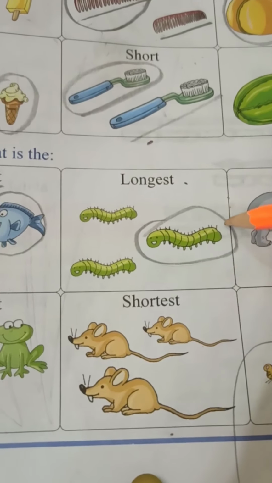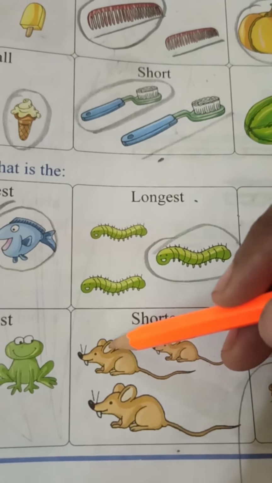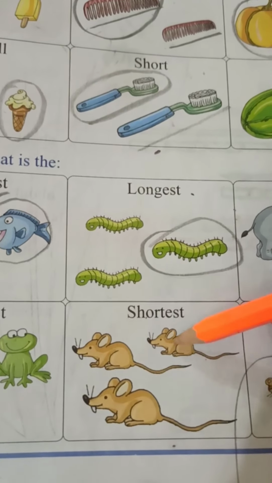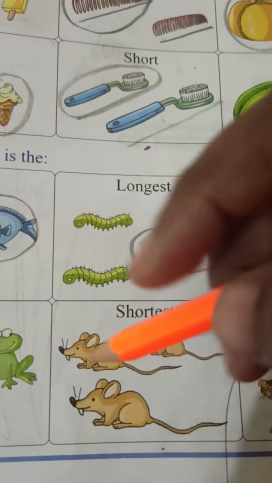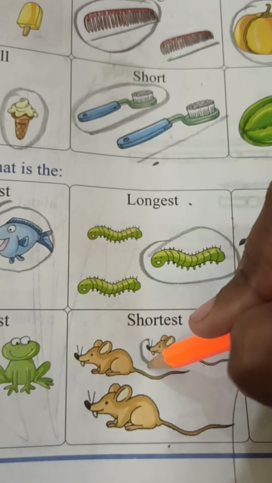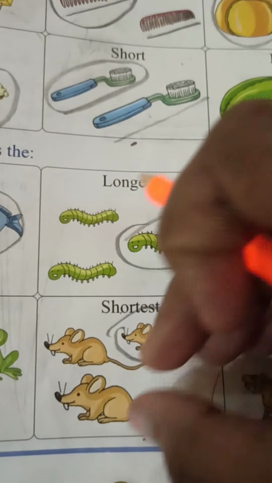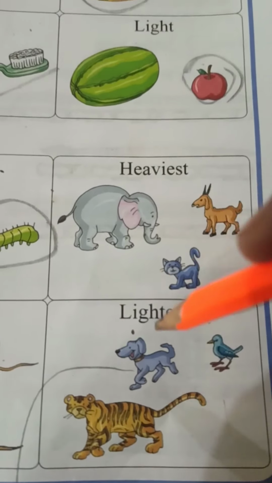Here, we have seen the longest, right? Now, which one is the shortest here? This one, this rat, this one. Which mouse looks very short? This one, right? It looks very small when compared to all. It looks very short when compared to these 3.